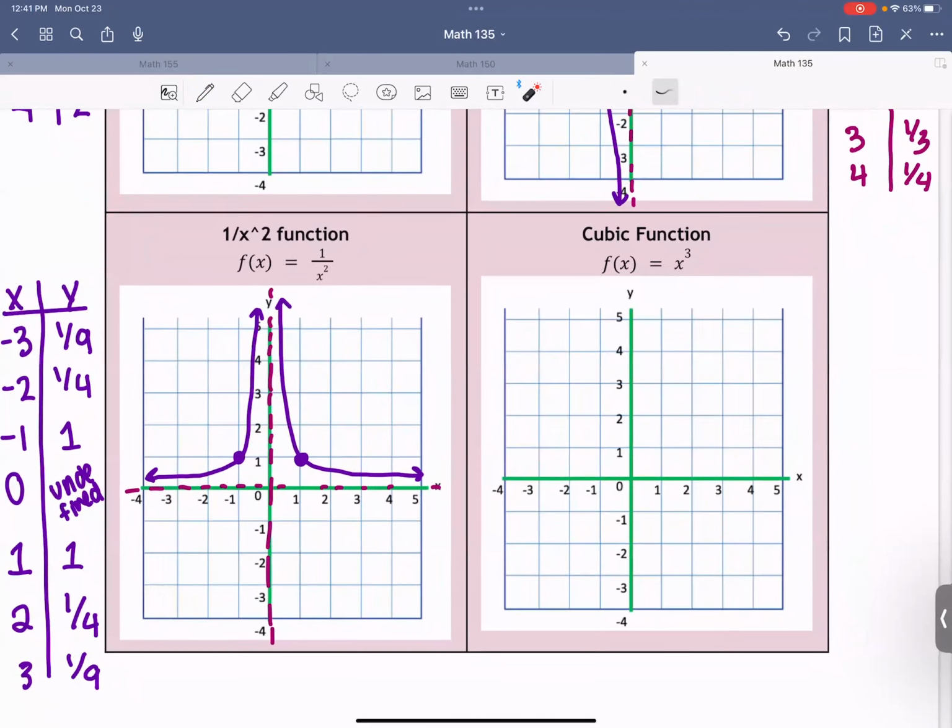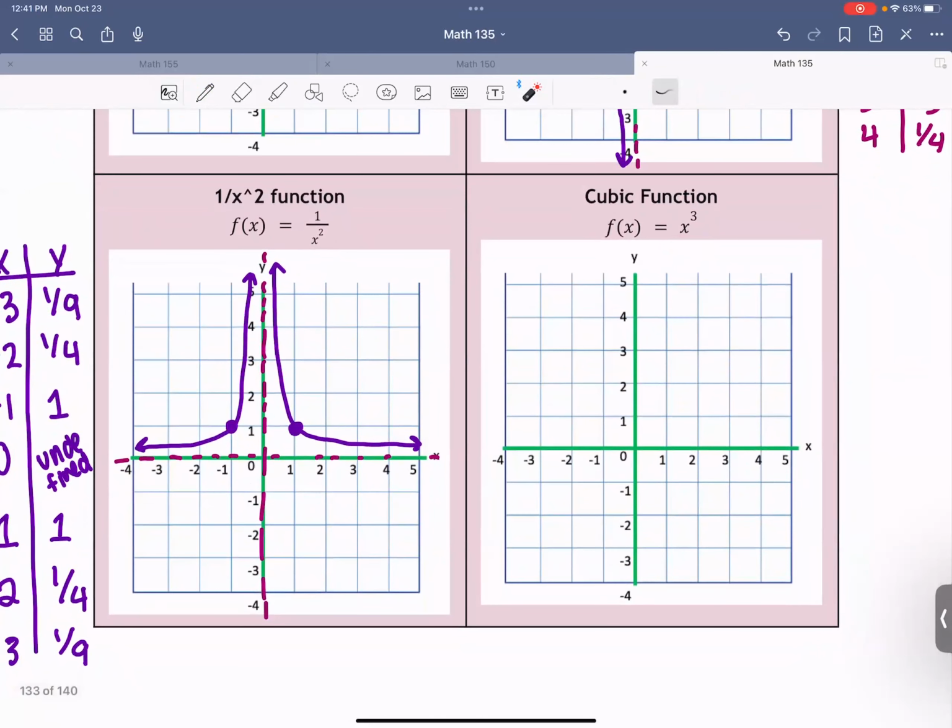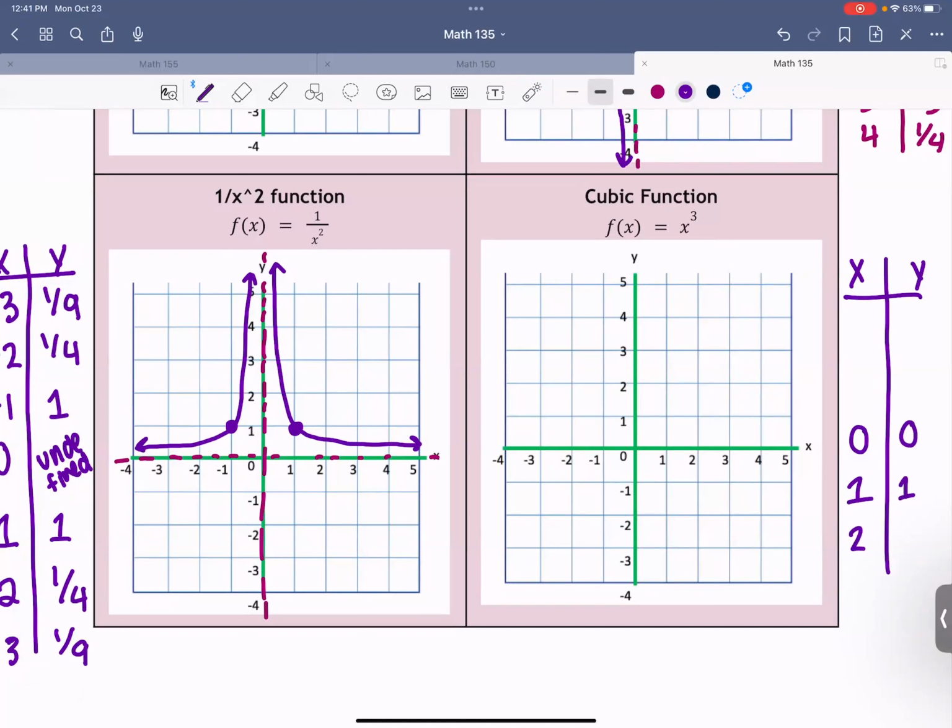All right, last one is the cubic function, x cubed. Let's go ahead and draw these guys. We have our x and y values. Let's do x equals 0. What is 0 cubed? 0. What's 1 cubed? 1. What's 2 cubed? 8. Good. If you're a computer science major, you're really good at powers of 2. So 2 cubed is 8. Anyone know what 3 cubed is? 27. Good. It's 3 times 3 times 3. So 9 times 3 is 27.